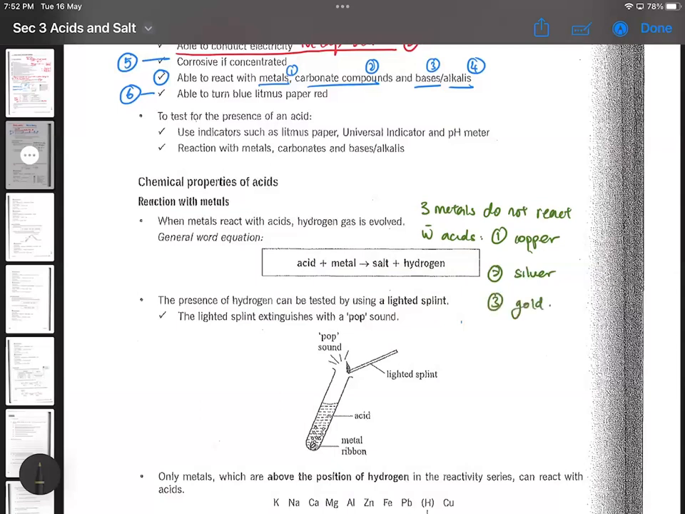Copper, silver, and gold. As metals, they cannot react with an acid. And the reason why they cannot react with acid generally is because they are unreactive. So basically, unable to react with acid: copper, silver, gold. But of course, copper compounds, silver compounds, gold compounds can, but the actual metal itself, no.